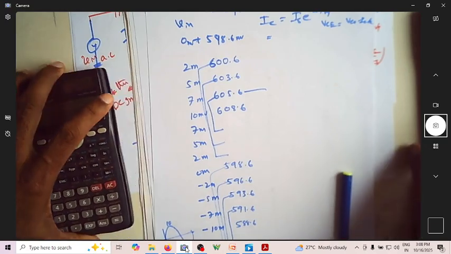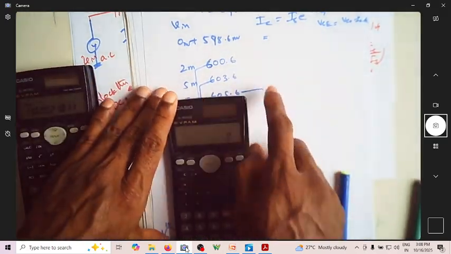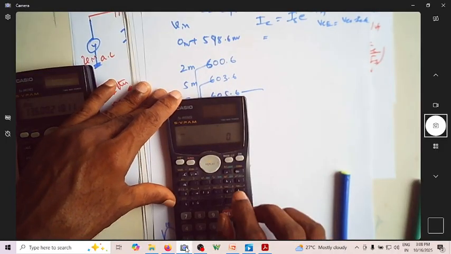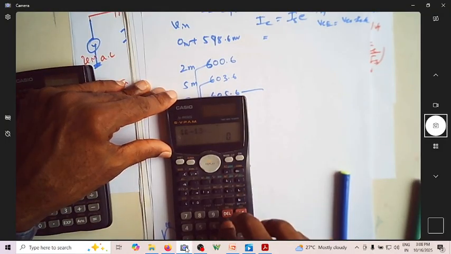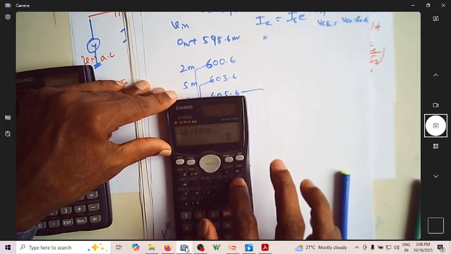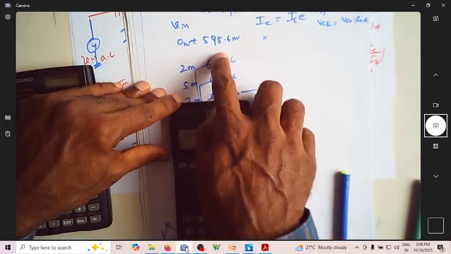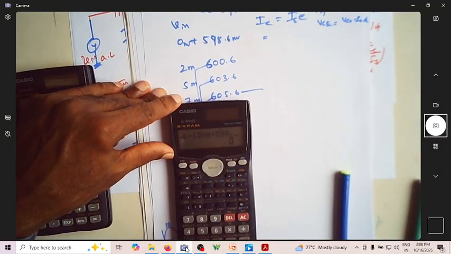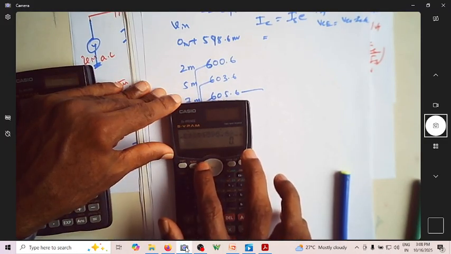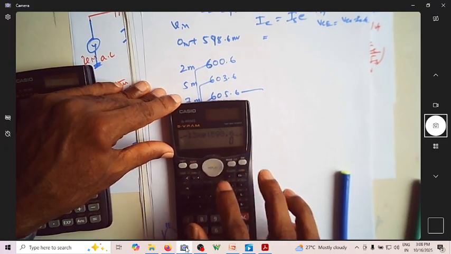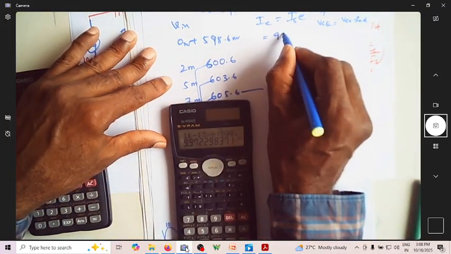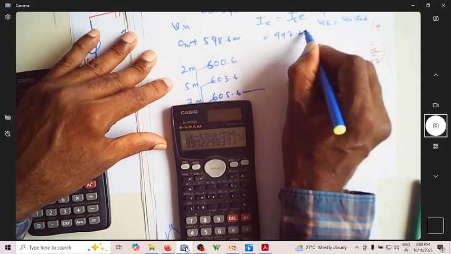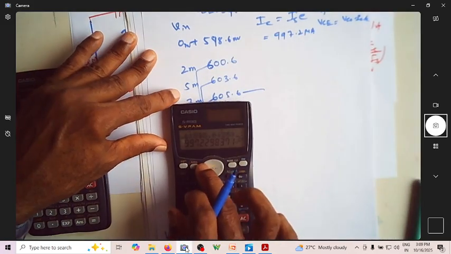So let me find what IC is. What is IC in the first case? I think it will be 1 milliampere. Let me just redo it. It is 1 exponential of minus 13 into alpha e to the power of VB by VT, so 598.6 divided by 26. What is this? It is 997.2 microampere, almost close to 1 milliampere.